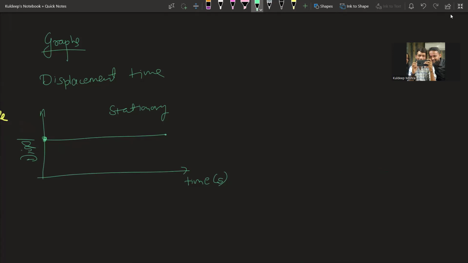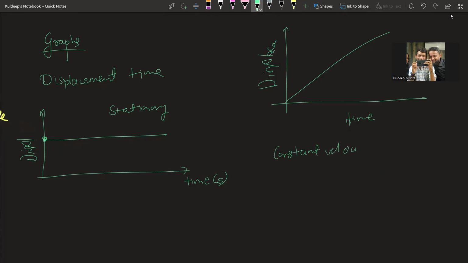It is not moving with constant velocity. Okay, it is stationary. The displacement is not changing. And if it looks like this in displacement time graph, then it's moving with constant velocity. And to find that velocity, we find slope or gradient of this curve. Okay, y2 minus y1 upon x2 minus x1. So the gradient or the slope will give you the velocity, which will be y2 minus y1 over x2 minus x1.